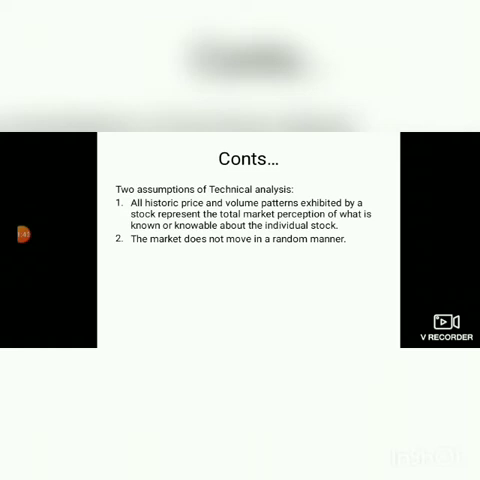Next, there are two assumptions on which technical analysis is grounded. First one is all historic price and volume patterns exhibited by a stock represent the total market perception of what is known or knowable about the individual stock. That is, past price and volume behavior is indicative of future movement. Second one is the market does not move in a random manner. That means long-term patterns develop in the market which have sub-trends within them.